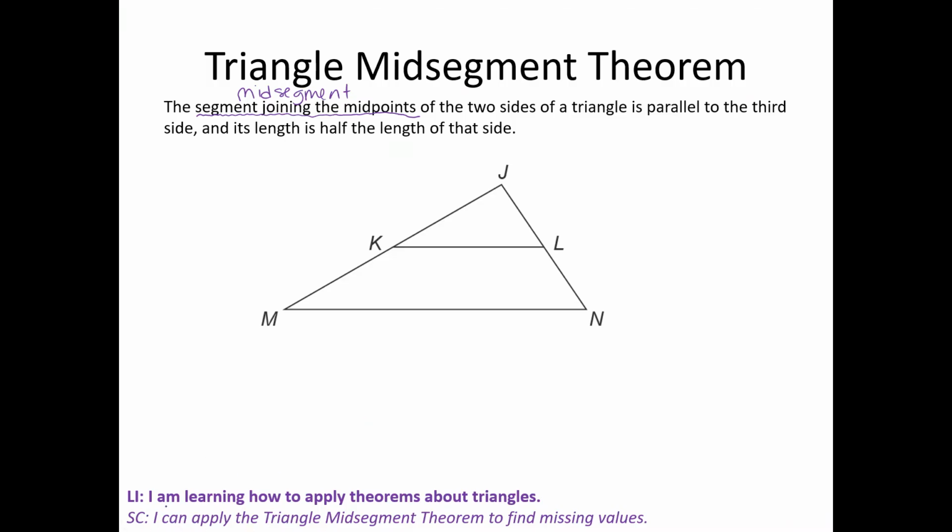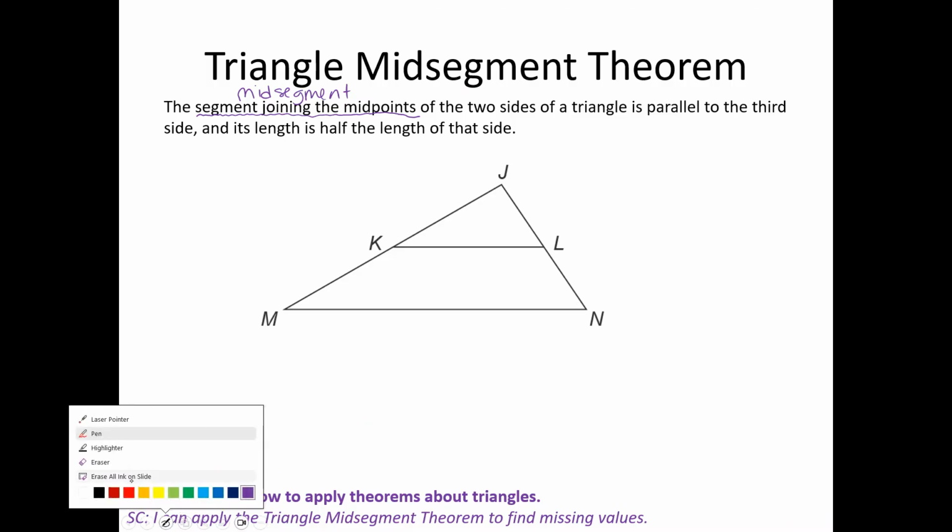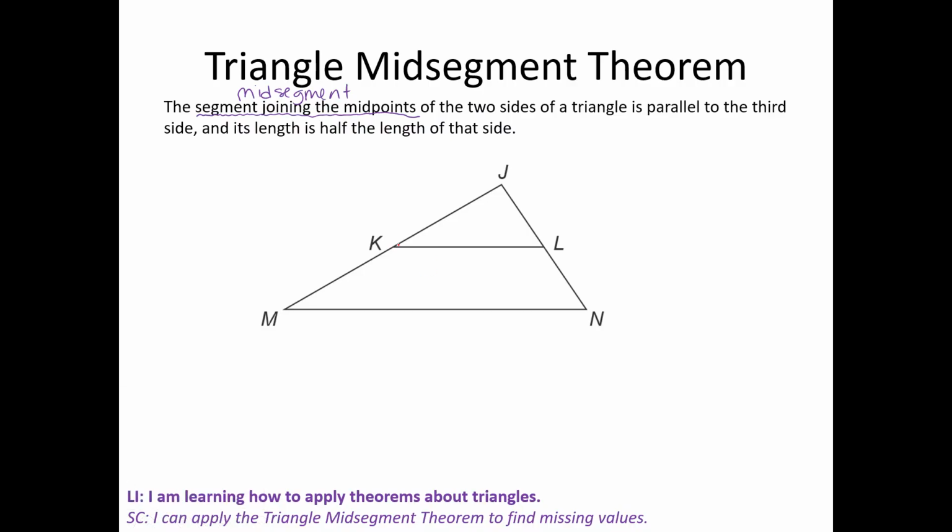So on our picture, if you have your red, I'm going to go ahead and start with red, and I'm going to draw a point at K, and I'm going to say that K is the midpoint of side JM. The way that we mark a midpoint is to show that it's the same distance from K to J as it is from K to M. So K is in the middle, or the same distance away from those endpoints.